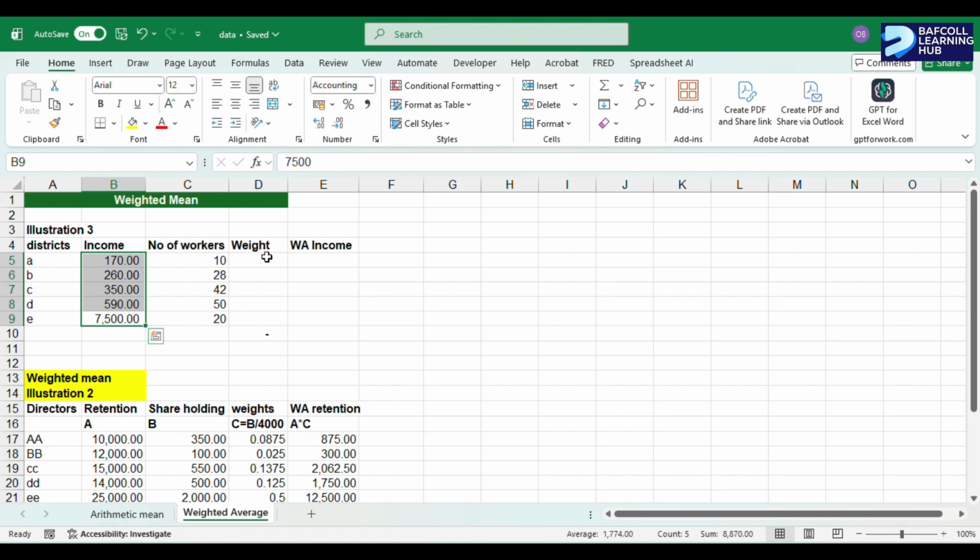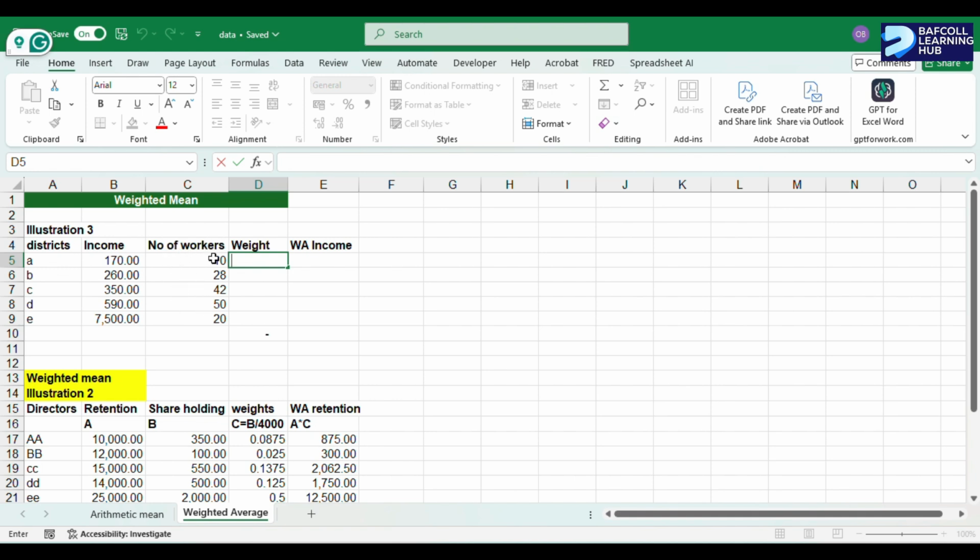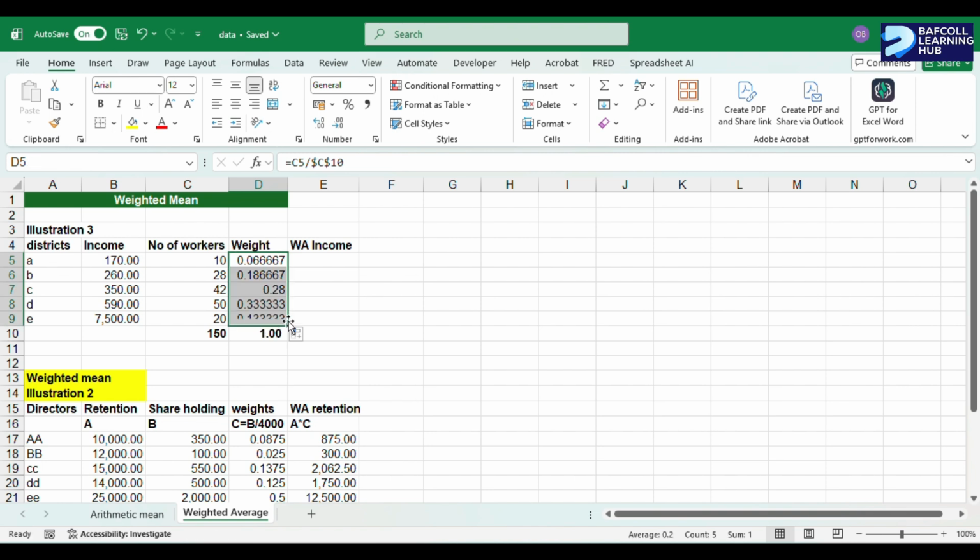Now we'll go ahead and compute the weight. To compute the weight, we have to find the total number of workers. So the total number of workers is 150. Then the weight of, let's say, district A will be the number of workers in district A divided by the total workers in AMA. So that's this divided by the total. I'll hit F4 for absolute reference and hit enter. So I've gotten the weight over here, and I can scroll down. I've gotten the various weights for each district.